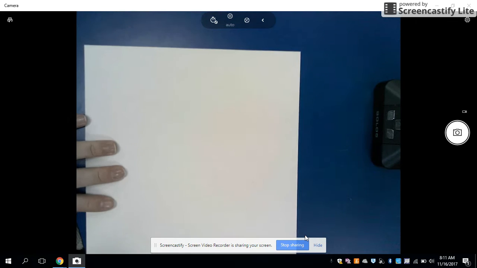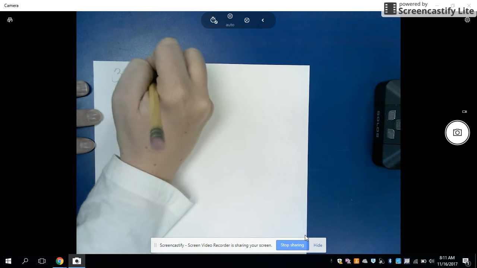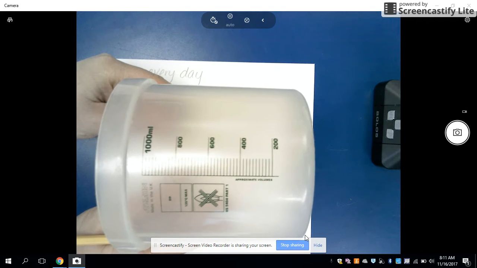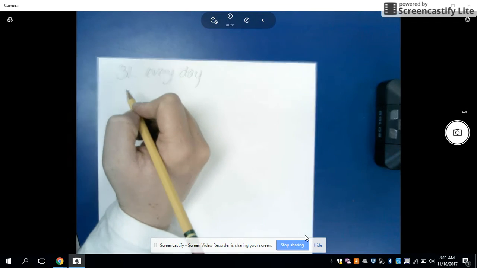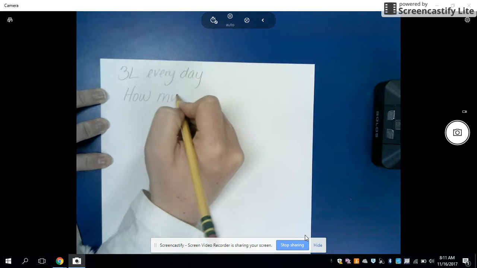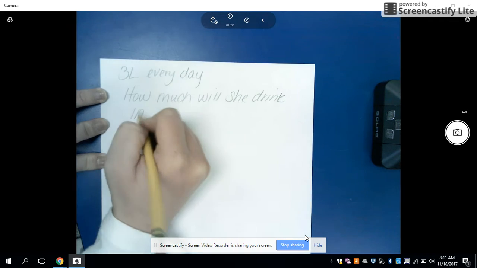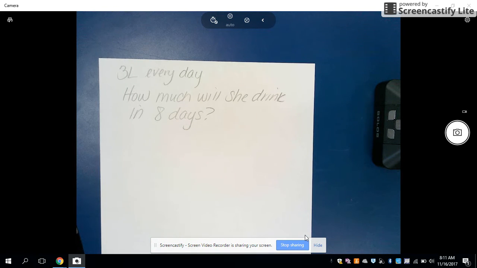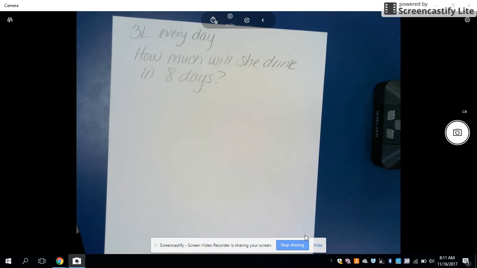So this next one, Alyssa drinks 3 liters of water every day. That's a lot of water she's drinking. She drinks 3 of these every single day. How many liters in 8 days will she drink? Take a second and think, what can we do? And even thinking back to that last problem when we had multiple pitchers, well, this time we have multiple days. So take a second, pause the video, draw me a diagram.